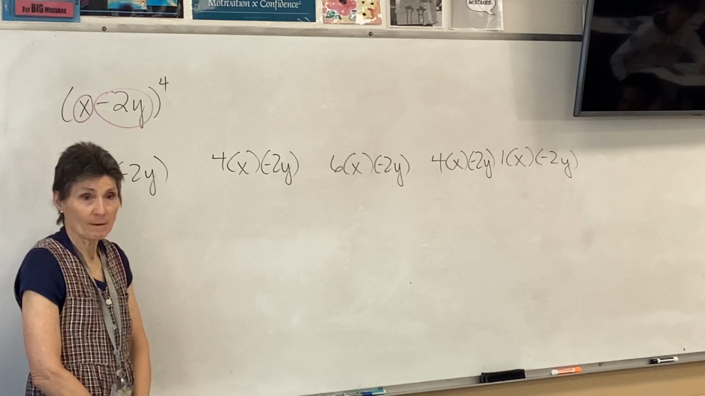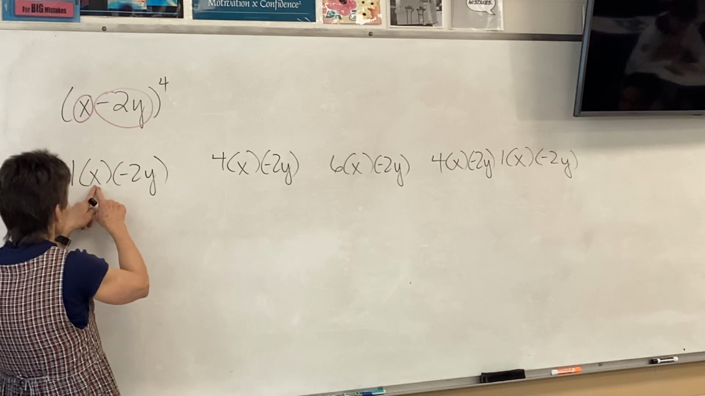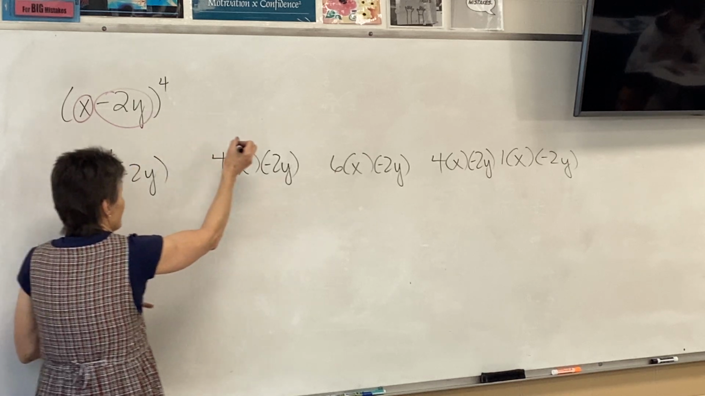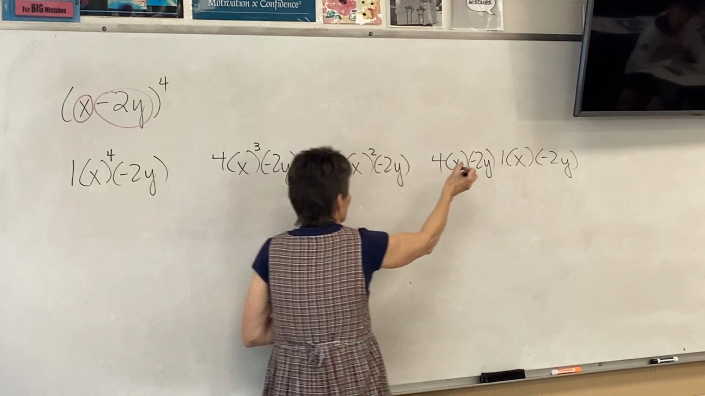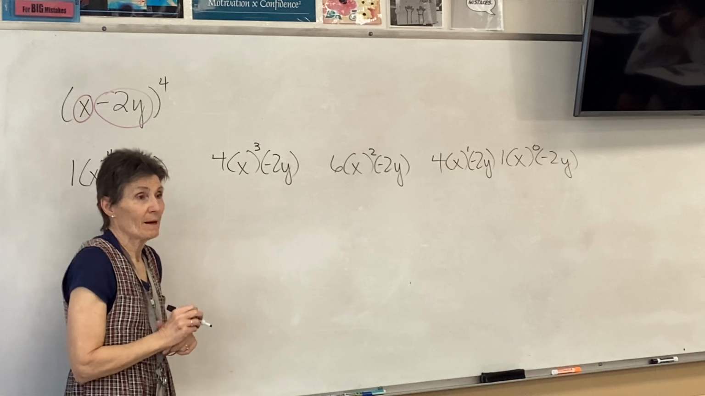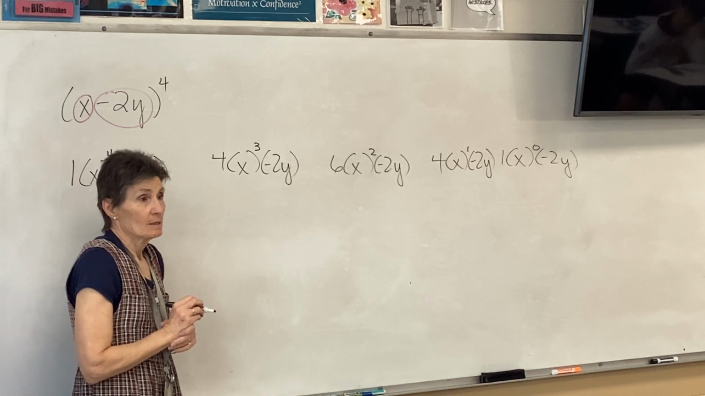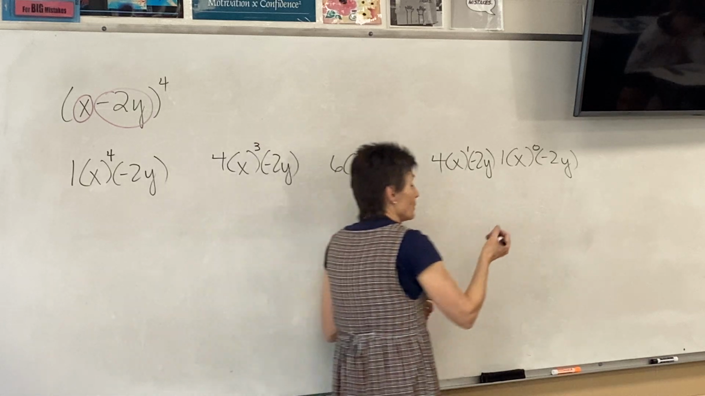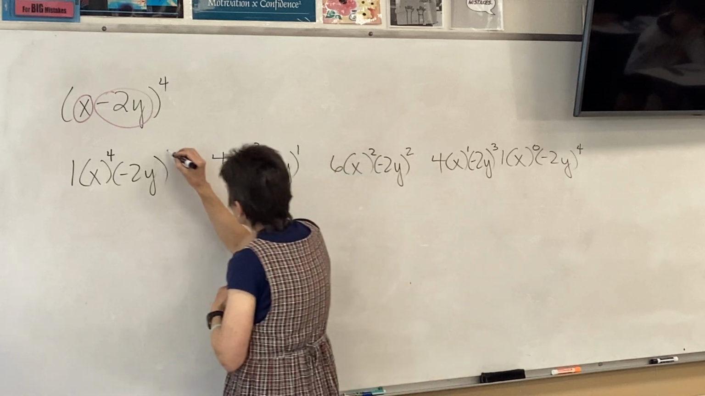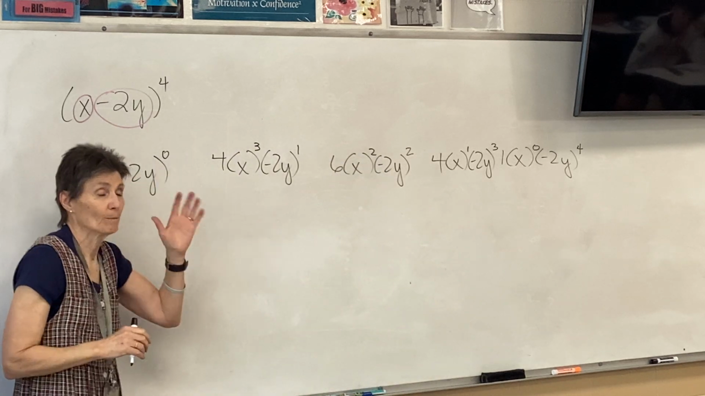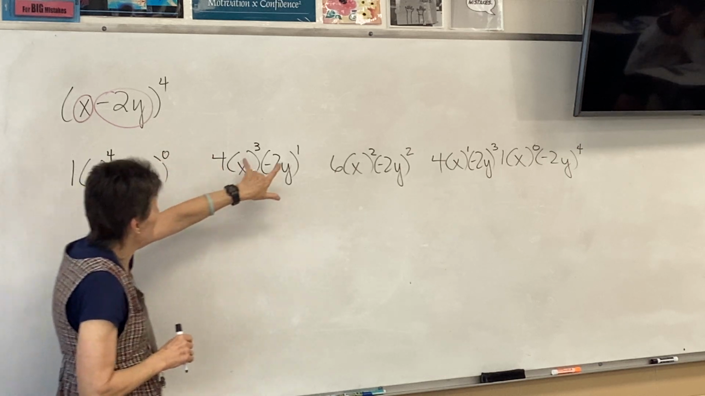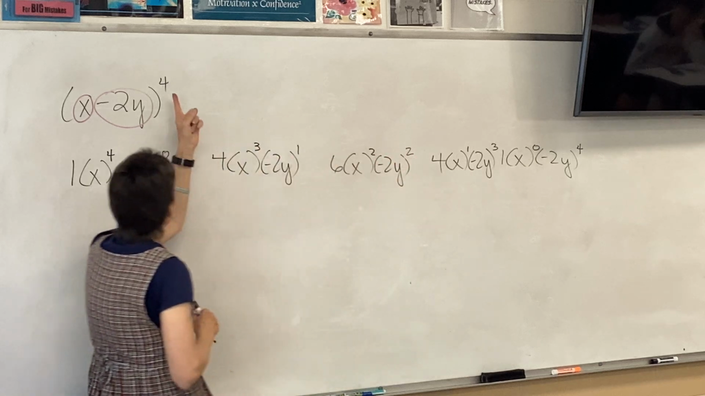Put an x to the 4. Put on the powers, that's right. And right here, on this x, we start with a 4, and then we count down. And then what about the y's? Same thing. You can either count down from this end or count up from this end, whatever's easiest for you. And we observed that in every term, the exponents add up to that.